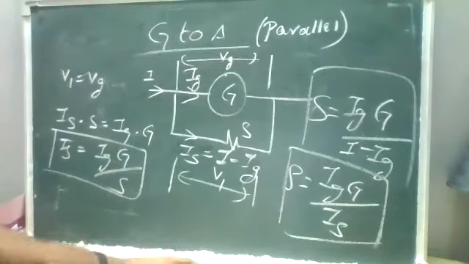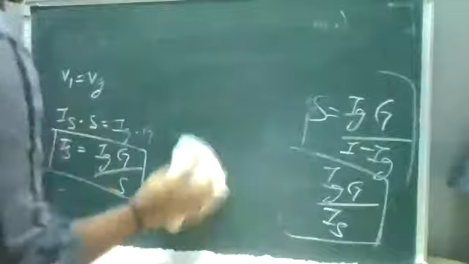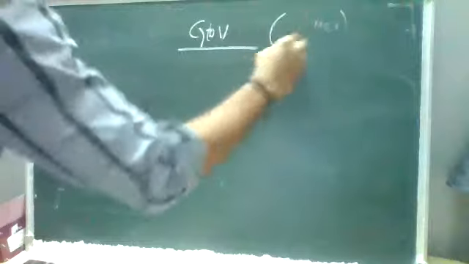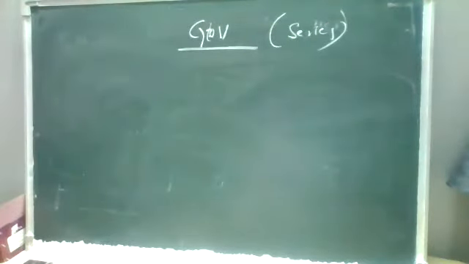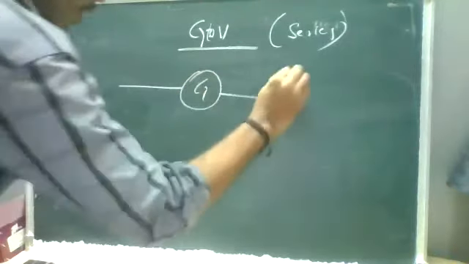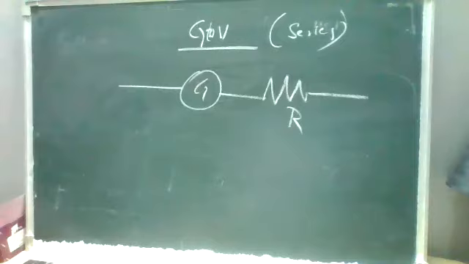Okay, next one, galvanometer to voltmeter conversion. To convert into a voltmeter, we have to add a series resistor, a bigger resistor, because when we add a bigger resistor, current can be controlled and we are able to find the voltage. So we are using a series resistor. There is a galvanometer, and for this I'm adding a bigger resistor, capital R. Both are in series.